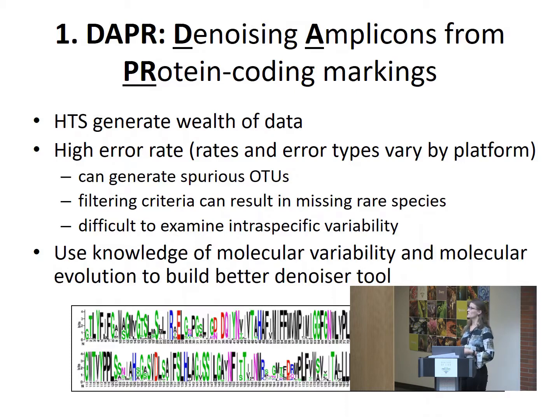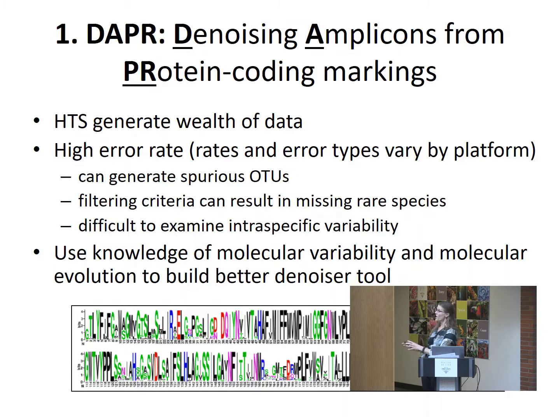So the first target is to improve denoising capacity with emphasis on protein coding markers. So we know quite a lot about some of the core protein coding markers in terms of their patterns of amino acid variability among positions, for example.